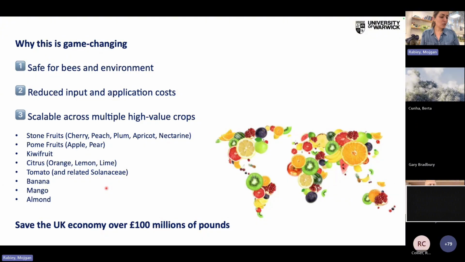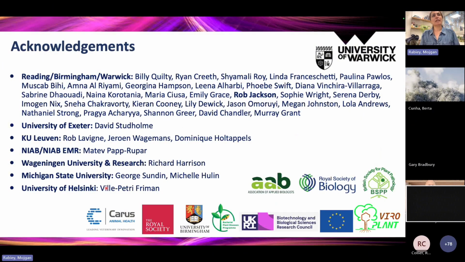But this is also not just a single-crop solution, so this model extends to many other crops. And the UK opportunity alone for cherry exceeds £100 million in terms of potential economic saving, with far greater global scalability.